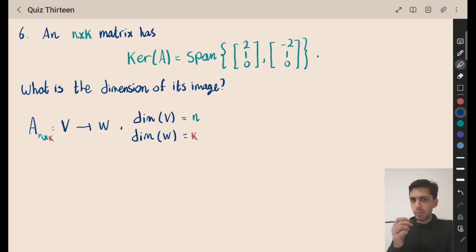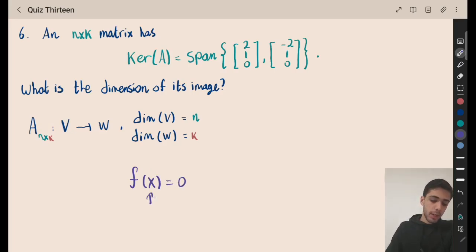For example, a very, very simple example: we take f of x is equal to 0. This is a map which has absolutely no data, because if I give you x, you can give me 0. But if I give you 0, can you tell me which x got sent to 0? No, you can't tell me, because every single element in the vector space gets sent to 0.